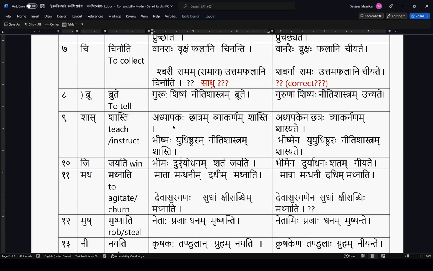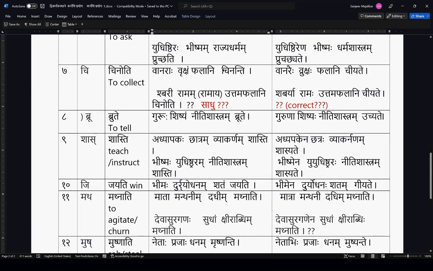Mahodaya, we should use only apadana. In the case of chi dhatu, when we want to bring two karma padas, the other karma pada, vruksha, the gauna karma pada, generally would have been in apadana karaka, right? "Vanaraha vrukshat phalani chinvanti." Right? So use those apadana examples only. Don't use this "Ramaya".